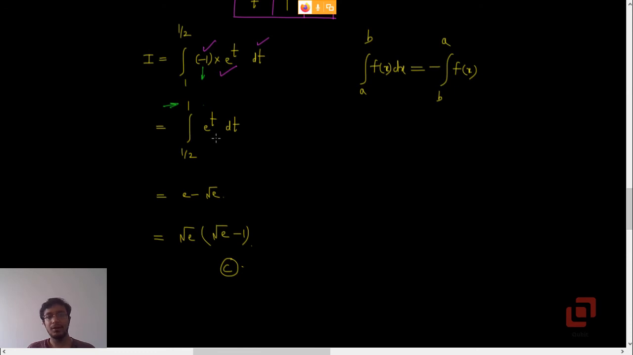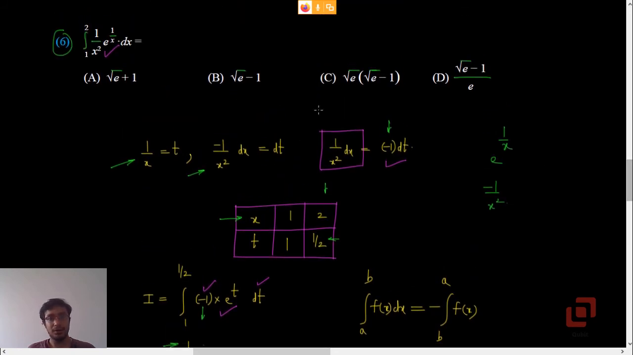Now it is very simple. Integrate e to the power t, so that is e to the power t itself. Substitute the upper limit first and then the lower limit, so it will be e minus root of e. Then write this e as root of e squared. See, we are doing this because e minus root of e is not present in the options. Okay, otherwise in the theory examination you would have stopped here. Okay, so take root of e common from both the terms. So it will be root of e into root of e minus 1, that is option C. Yes, root of e into root of e minus 1.